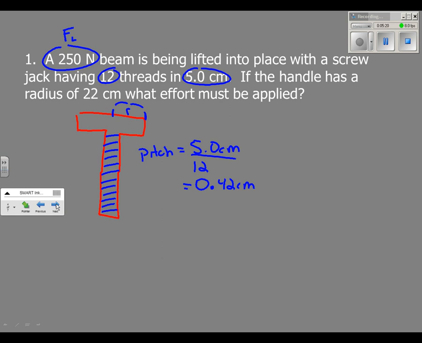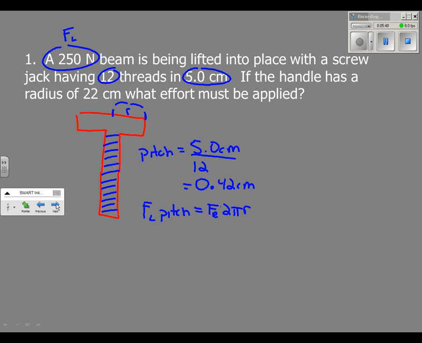And now we can just apply that equation. This one is a little trickier to use mathematically because there are extra coefficients, not variables, 2 and pi. Let me show you how that works. Load force times pitch equals effort force times 2 pi and R.